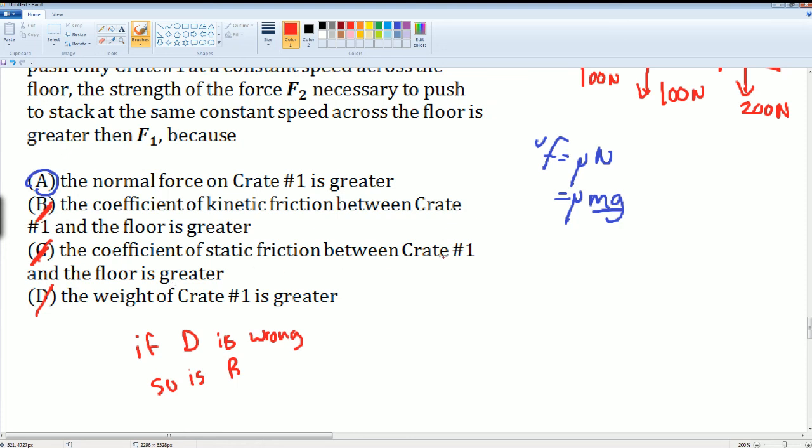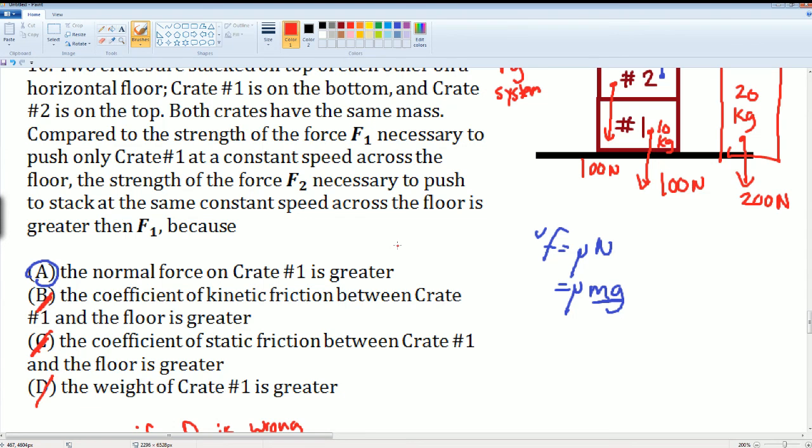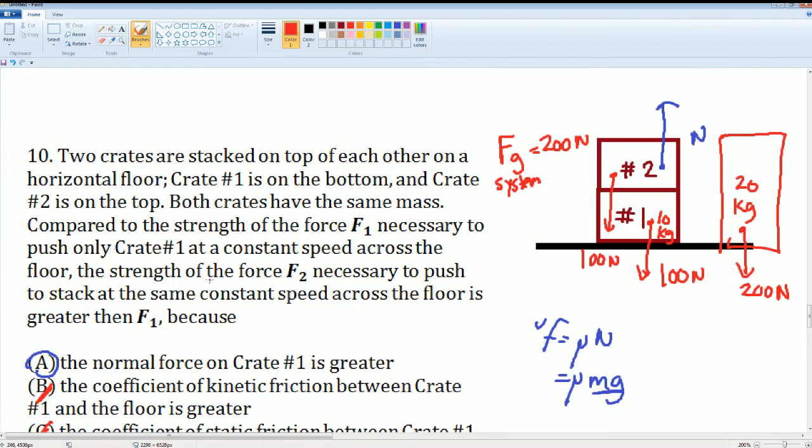If it would be greater, that means crate 1 would require more. But it is the normal force that is on crate 1 that is greater. That is the reason why when you push, the strength of force 2 necessary is going to be greater than force 1. So here, this is force 2, which is going to be greater than force 1. Okay? All right, so there you go.